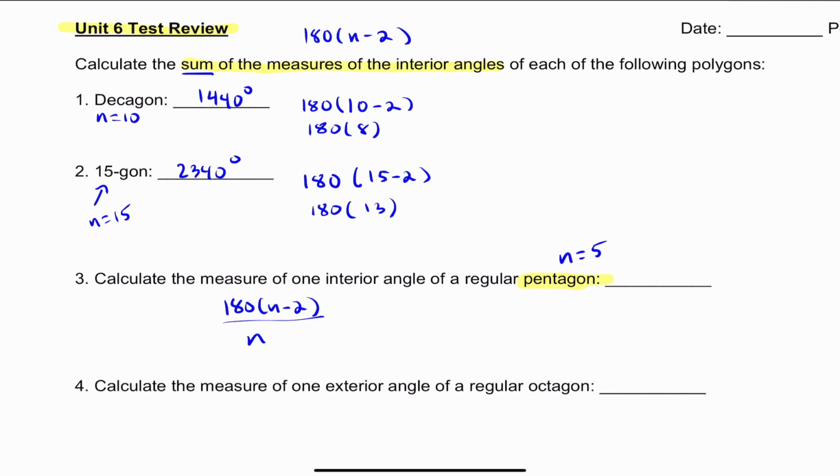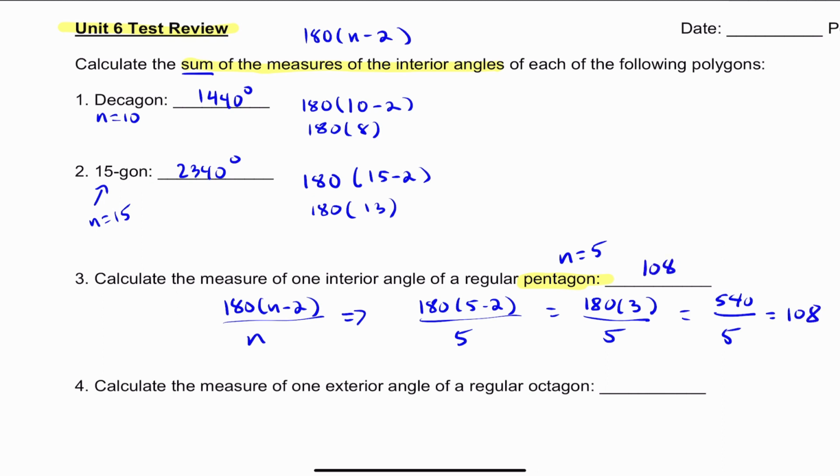So, using that formula, it's going to be 180 times 5 minus 2. Divide that by n, which is 5. So, that's 180 times 3. Divide by 5. Well, 180 times 3, that's 540. And then 540 divided by 5. I'm going to put that in my calculator. So 540 divided by 5. Y'all, that is 108 degrees right there.